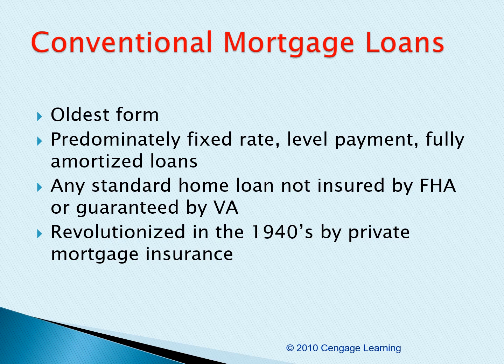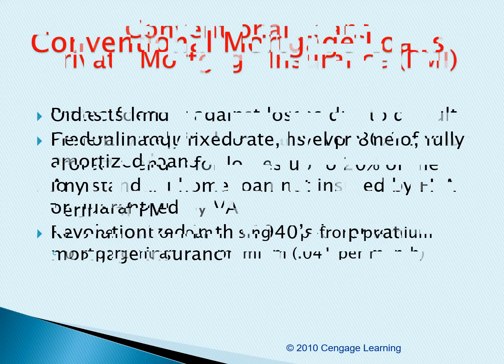Now, this is a standard home loan, which means it's not insured by FHA or VA. It's not guaranteed by VA. You'll understand that in a minute. Now, conventional mortgage loans were revolutionized in the 1940s, right after the Great Depression, because they created something called private mortgage insurance. Prior to private mortgage insurance, lenders were afraid to loan too much money because they were afraid if someone defaulted, they wouldn't be able to sell the property to get their money back. Well, private mortgage insurance sort of changed all of that. So we're going to talk about how that works.